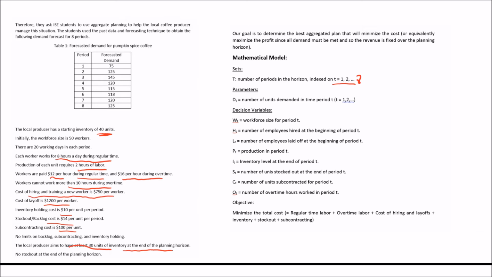Decision variables. So what we want to determine at the end: we want to determine workforce size for period t. So for each period, we want to know how many workers we have. H_t, number of employees hired at the beginning of period t. L_t, number of employees laid off at the beginning of period t. P_t, how much to produce in period t. I_t, inventory level at the end of period t. S_t, number of units stocked out at the end of period t. C_t, number of units subcontracted for period t. And finally, O_t is the number of overtime hours worked in period t.